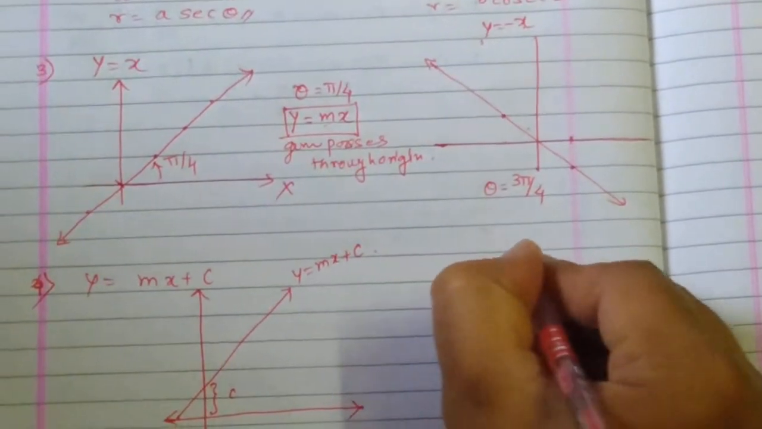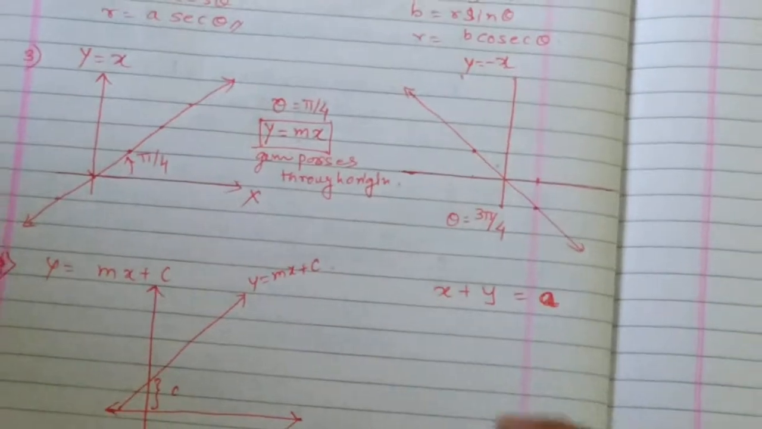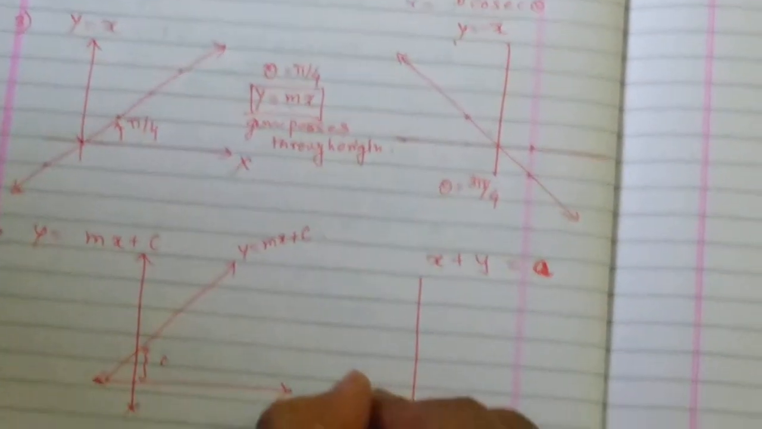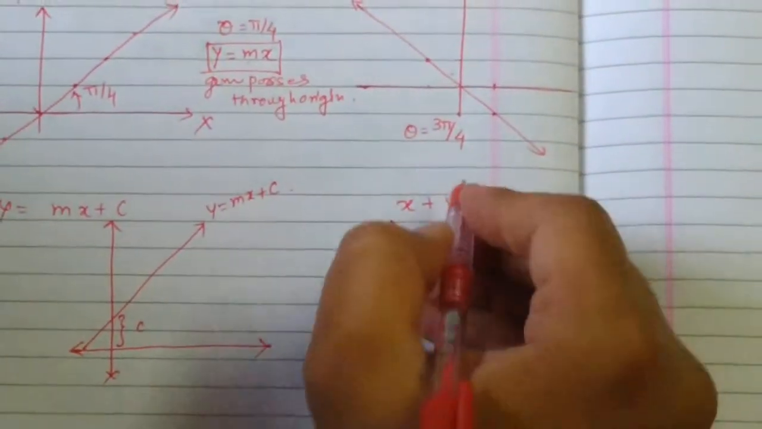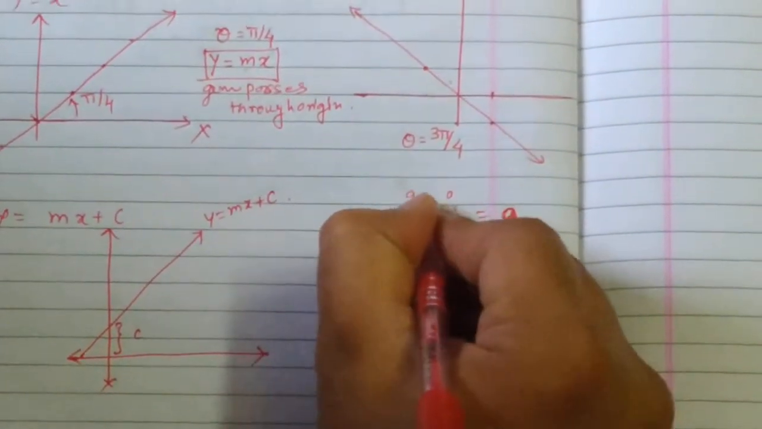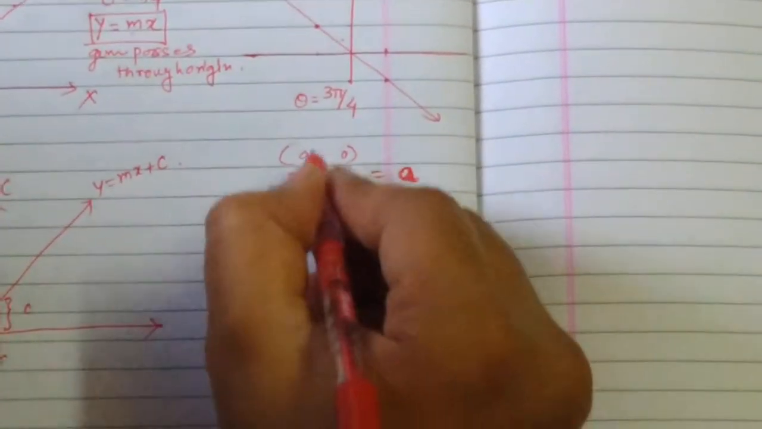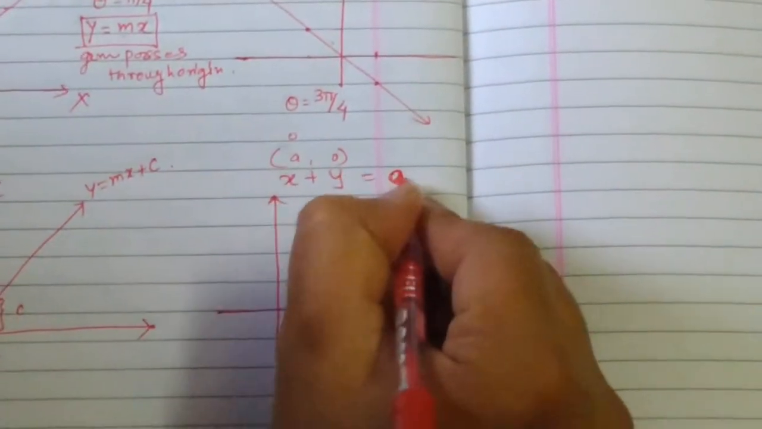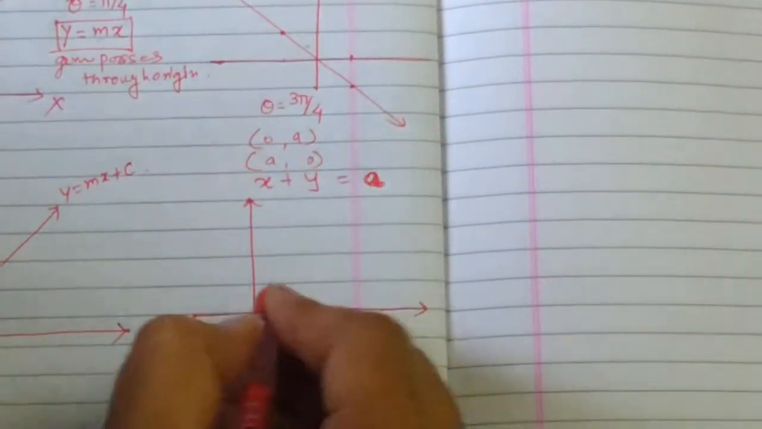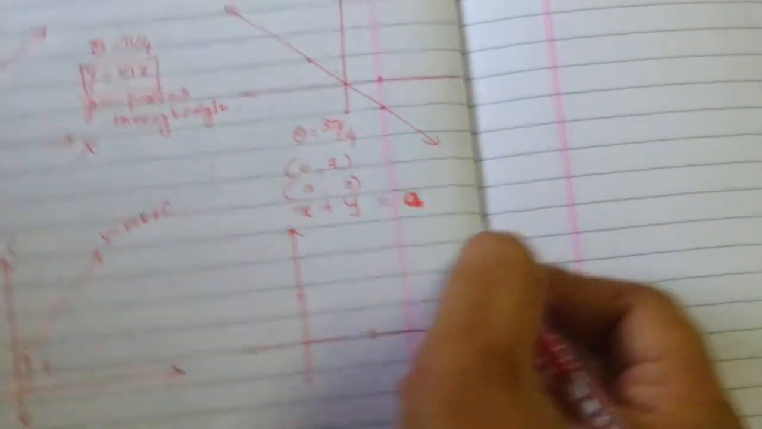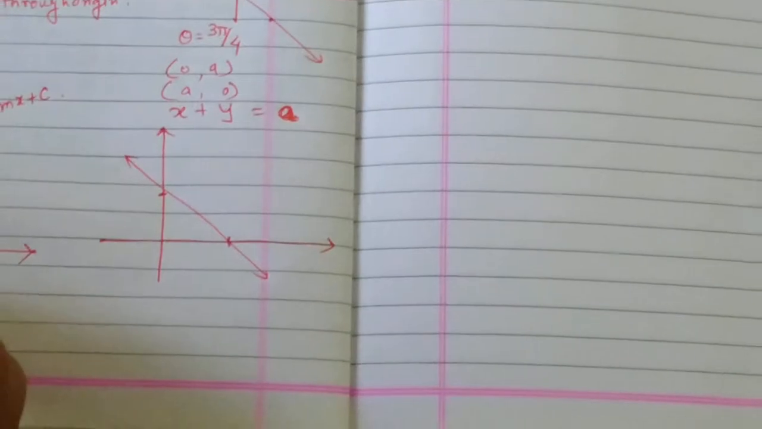Sometimes there are equations like x plus y is equal to 2, or x plus y is equal to a. How do we plot these lines? It is very simple. You keep y as 0, what is the value of x? It is a, so one point is a comma 0. Now put x as 0, what will be the value of y? It is a. So the other point is 0 comma a. Now the line passes through these two points. Are you clear with this?